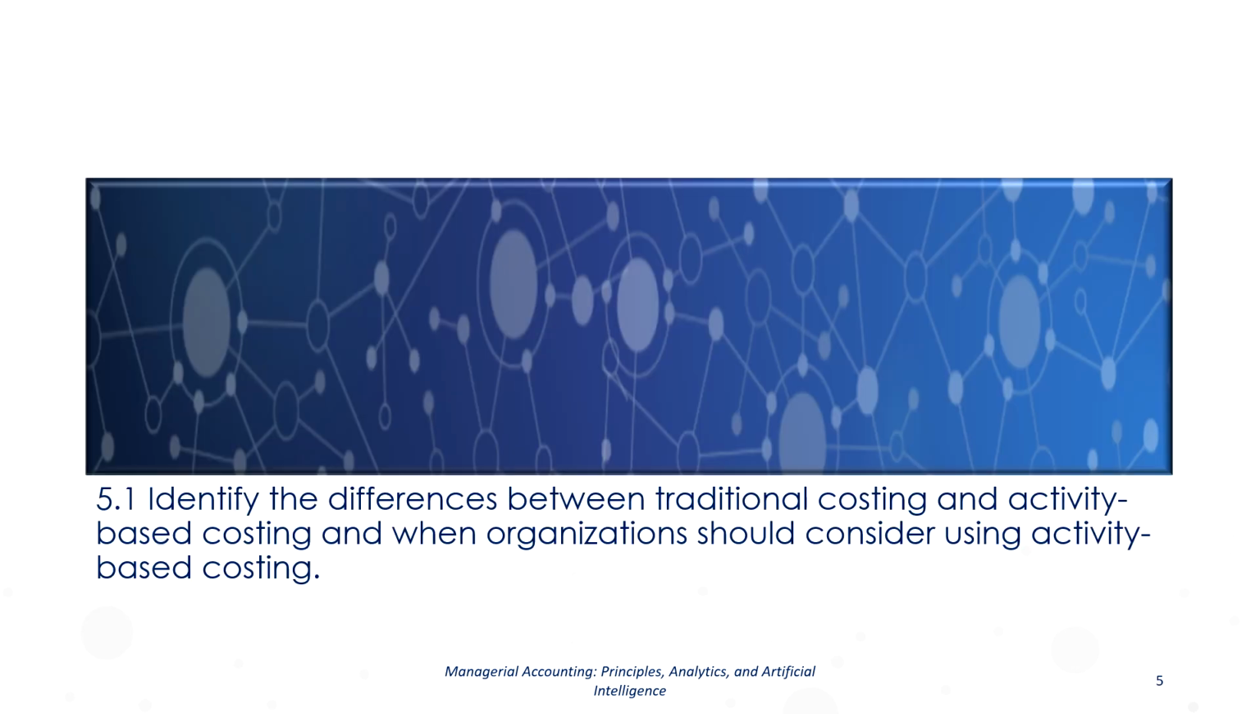Now we begin section 5.1. The key question is, what makes ABC different from traditional costing? Traditional costing uses one overhead rate and one cost driver, such as labor hours or machine hours. That works well when a company produces a single product or when overhead is driven primarily by one activity. However, many companies today produce diverse products, and those products consume overhead in very different ways. ABC solves this by creating multiple activity cost pools and assigning overhead based on activity usage.